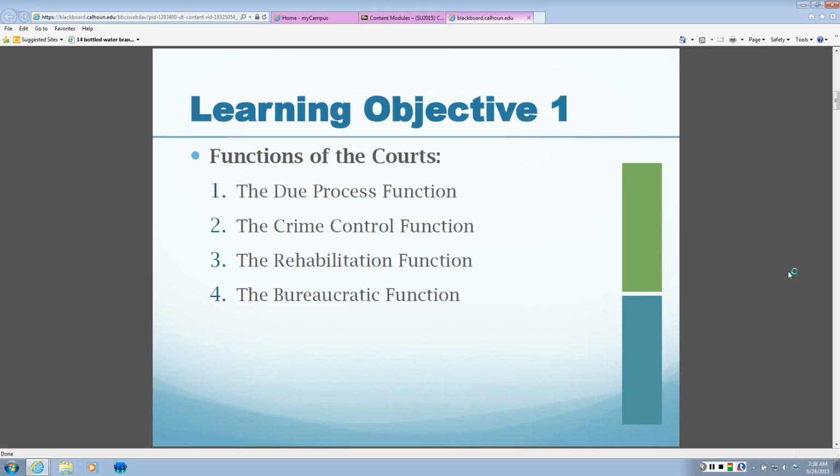The 3rd function is the rehabilitation function. This is also one that, in theory, sounds really good, but in practice, it hasn't really turned out so well either. The rehabilitation function is simply that, to treat and rehabilitate those convicted and sent to punishment so that when they are released from prison, they can be upstanding members of society and they don't go out and commit more crimes.